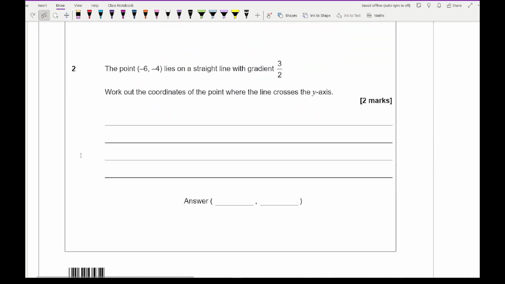Moving on to question 2, it says the point (-6, -4) lies on the straight line with a gradient of 3/2. Work out the coordinates of the point where the line crosses the x-axis.